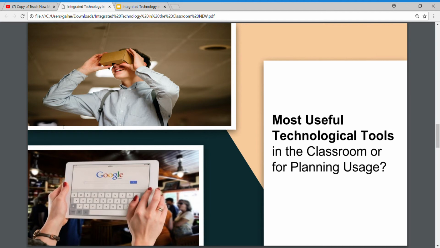The next thing I asked was the most useful technological tools in the classroom or for planning usage. He interpreted this question as in the classroom. And what he told me was for him the most useful thing was Google Classrooms, because through that he is able to assign work, have students hand in what he's assigned them, and also that he can grade them and make notes. So it's really an all-inclusive type of thing, and he finds it quite useful.